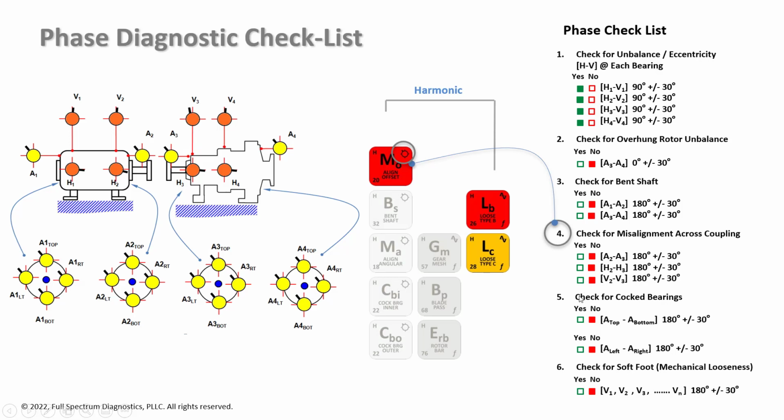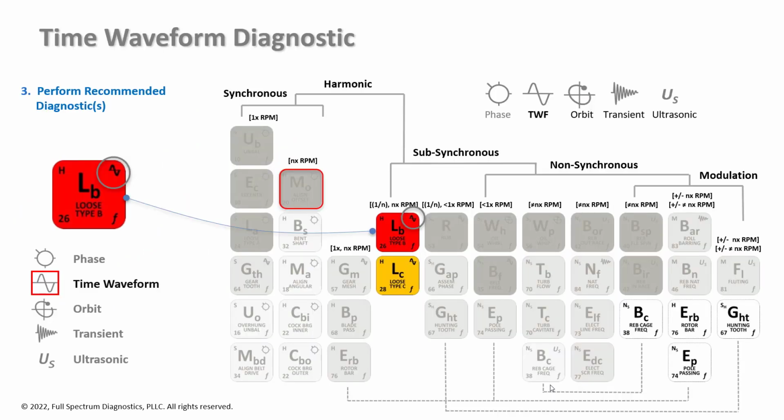I can keep going. Check for cocked bearings. It's always prudent to look at everything, and they're all in phase, and it looks okay. I don't have any software testing for this one. It wasn't in that category anyway. So the only thing I can take off the harmonic category is the offset misalignment, which was what I was trying to prove in the first place.